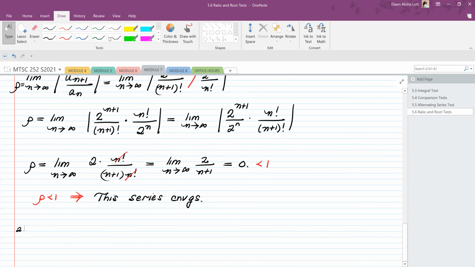Okay, so on the side, we have 2 to the n plus 1 divided by 2 to the n. This is the same as 2 to the n times 2 to the 1 over 2 to the n, because when you multiply two elements that have the same base, you add the exponents. So therefore, 2 to the n plus 1 is just 2 to the n times 2 to the first power. So I can conveniently divide out the 2 to the n's and just get 2.